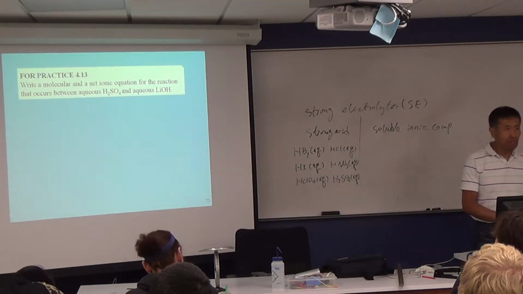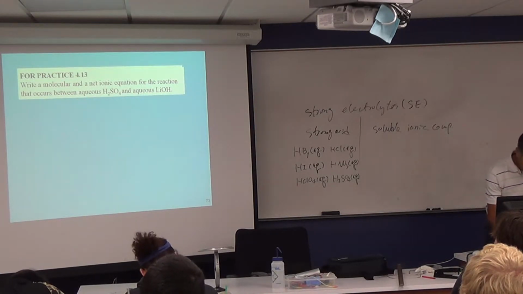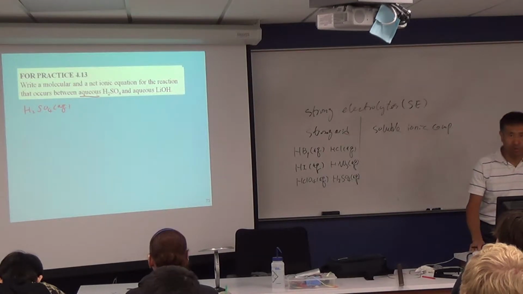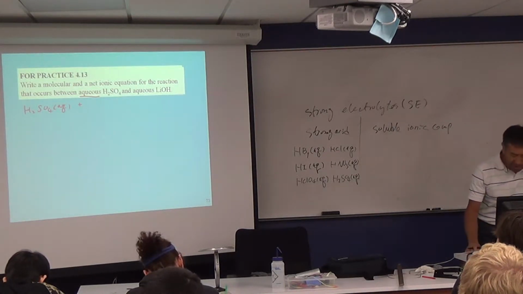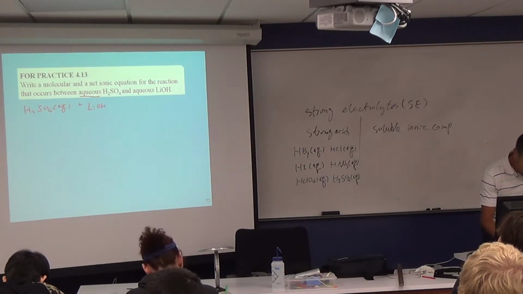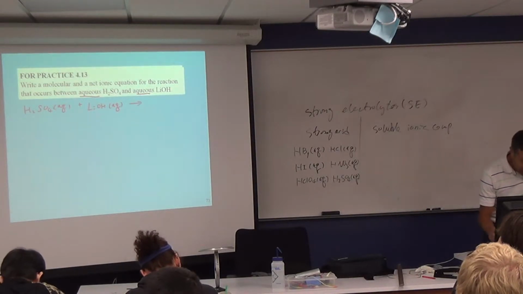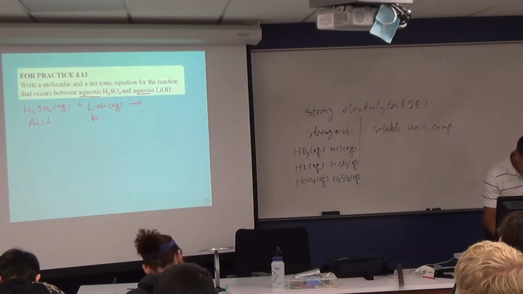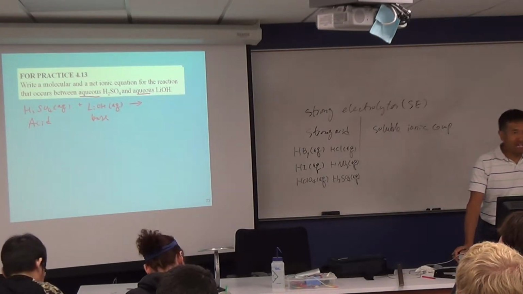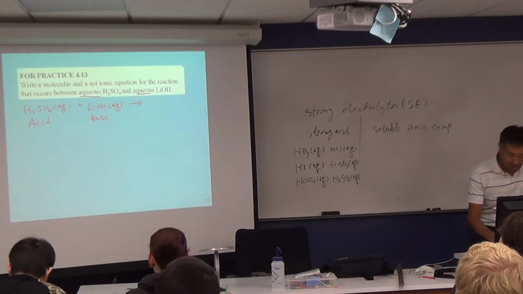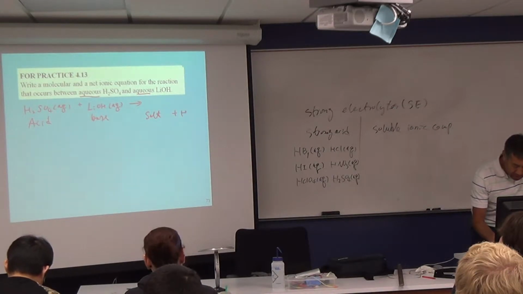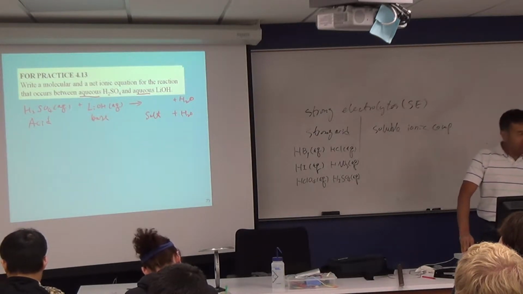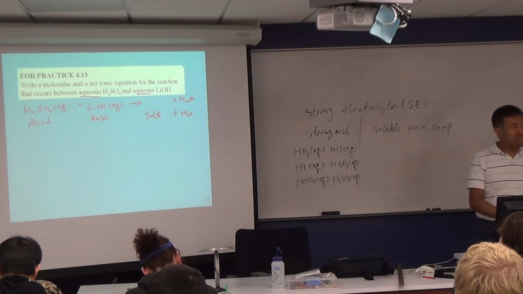The procedure is very similar. If I tell you the two reactants, one is H2SO4, aqueous, so aq, and another reactant is LiOH, also aqueous. You should be able to identify this as the acid and this as our base. If you know you have an acid-base reaction, you can predict the products: the salt and H2O. Another problem is how you get the salt. You get a salt by taking the cation from the base and combining it with the anion from the acid.